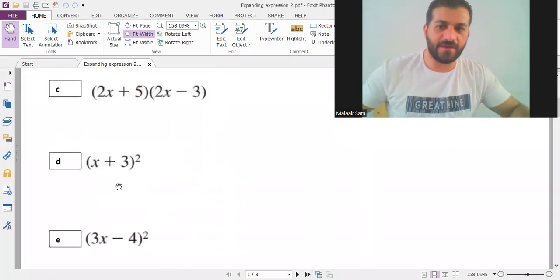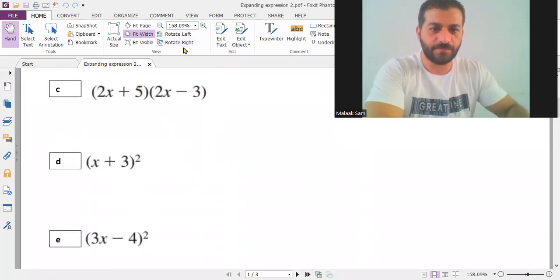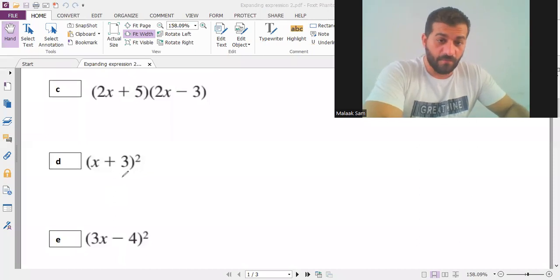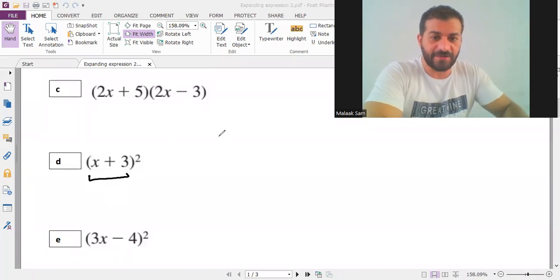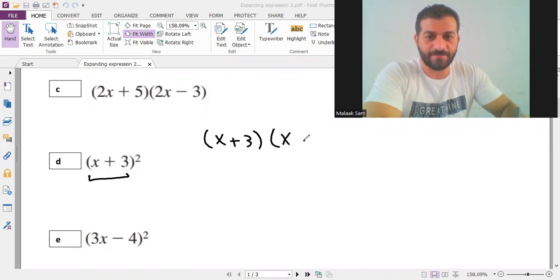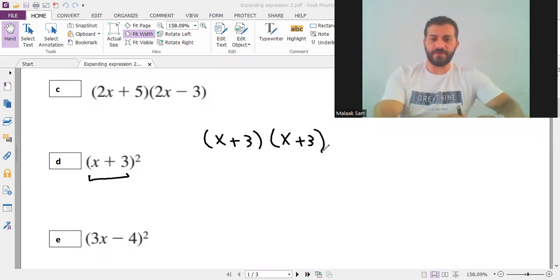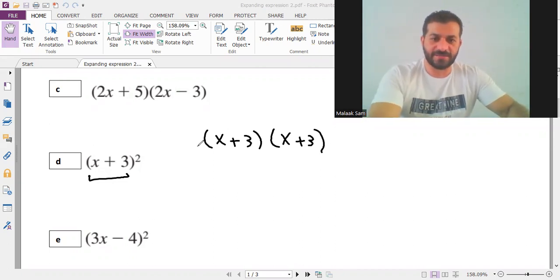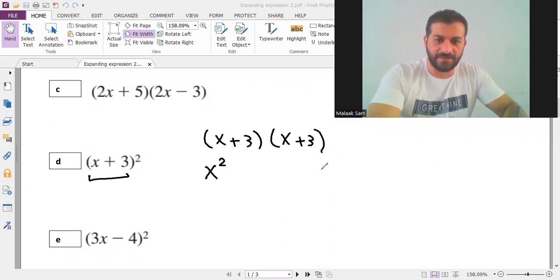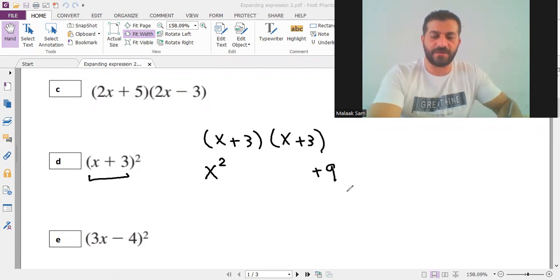What if I have x plus 3 squared? You know, the meaning of that simply is x plus 3 multiplied by x plus 3. So we can follow the same steps: the first by the first, x times x, is x squared. And the second by the second, 3 times 3, will be 9. Write it at the end.